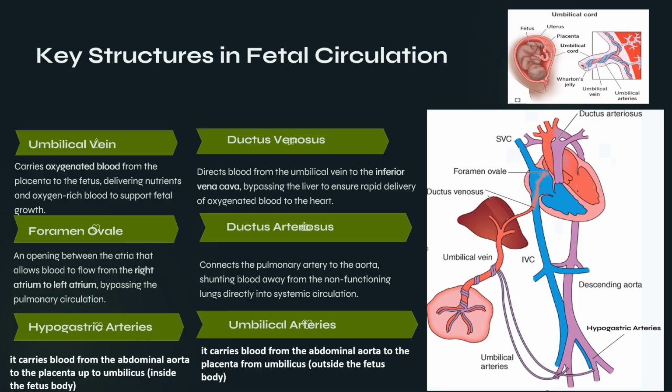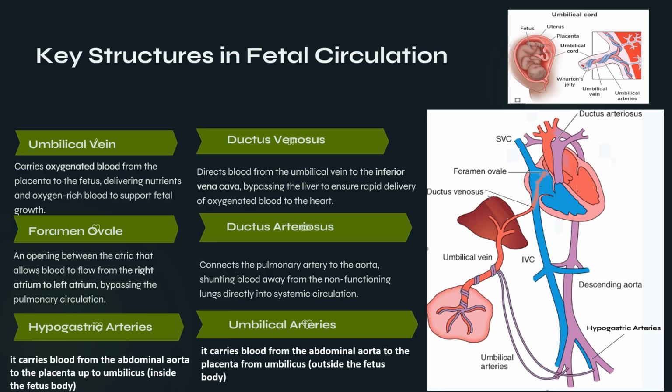Now we'll talk about the six important structures involved in fetal circulation. The first one is the umbilical vein. The umbilical vein carries oxygenated blood from the placenta to the fetus, delivering nutrient and oxygen-rich blood to support fetal growth. You can see in this picture that this is the placenta.